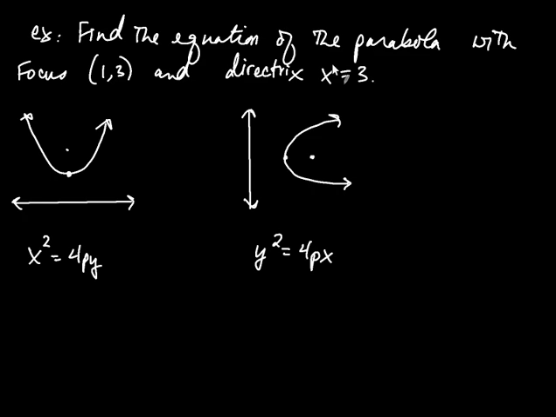So let's find the equation of the parabola with the focus of (1, 3) and the directrix of x equals 3. And just like before, you have to decide which case you're in. Is your directrix horizontal or is your directrix vertical? Well, here we're given that the directrix is x equals 3, so it's a vertical line. So we're in this case here, right?